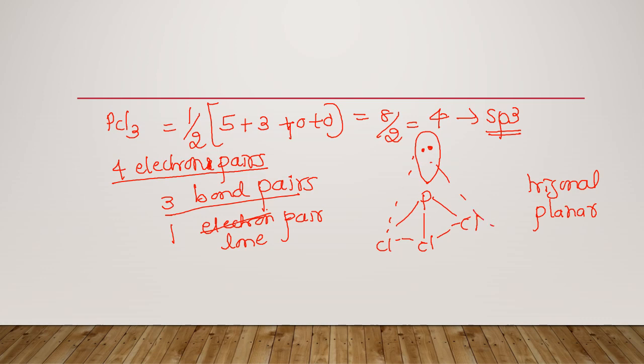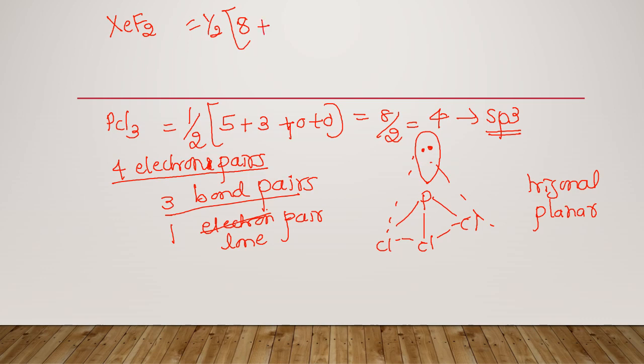Now let us consider one more example. I'll write here itself in the same video, same slide. Let us consider one more molecule: XeF2, xenon difluoride. So now let us write the formula, half into number of valence electrons of the central atom here in XeF2. Yes, it has xenon, a group 18 element, so the number of valence electrons is 8, plus the number of monovalent atoms.